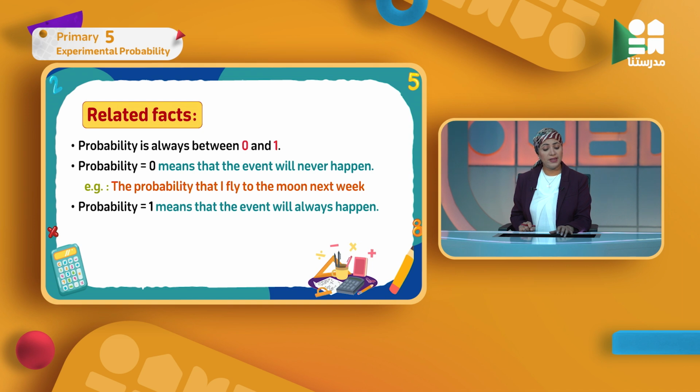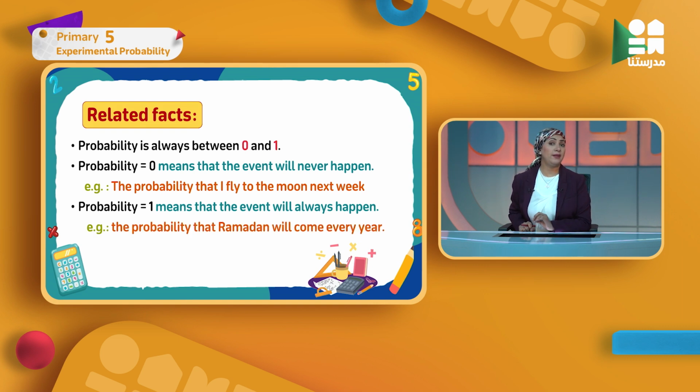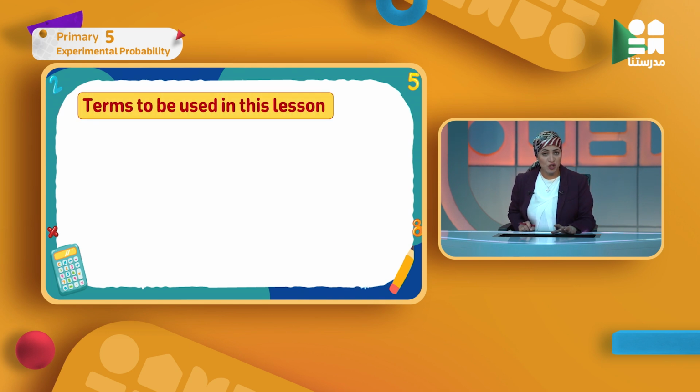Okay, when the probability is 1, this means that the event will always happen. As we said, it is a sure or certain event. Like here, the probability that Ramadan will come every year. This is a fact, so it's a certain event. Now, terms or definitions that we will meet in this lesson and we need to understand.